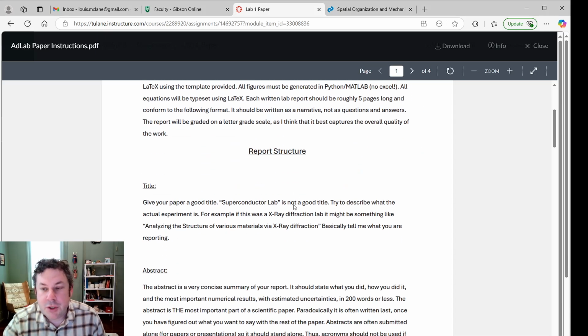This is the overall structure of the paper. Again, this is mirrored in the outline I gave you before. The first is the title. Give your paper a good title. Superconductor lab is not a good title. You want to describe what it actually is. For example, in an X-ray diffraction lab, it might be analyzing structures of various materials via X-ray diffraction. Or if it's something more specific, analyzing the structure of copper powder. A title is one short phrase or sentence.